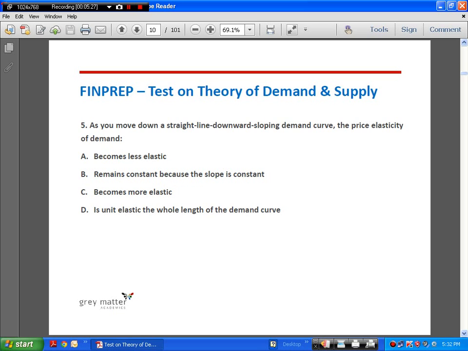The fifth question, as you move down a straight line downward sloping demand curve, the price elasticity of demand: A. becomes less elastic, B. remains constant because the slope is constant, C. becomes more elastic, D. is unit elastic along the whole length of the demand curve. So this is a concept related to point elasticity of demand. As you move downward along a demand curve, you'll notice the elasticity ranges from infinity to zero. Or in other words, the elasticity goes on decreasing, or it becomes less elastic. Therefore, the right answer is option A, becomes less elastic.